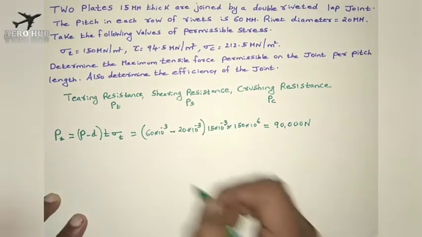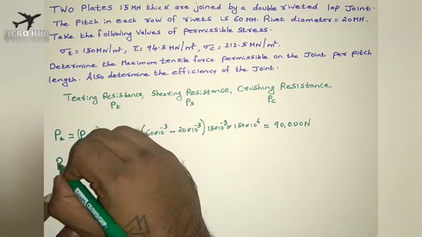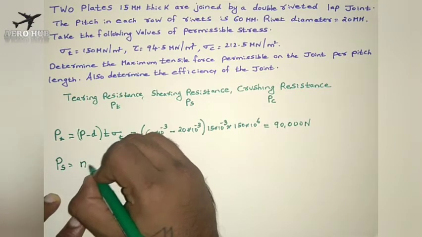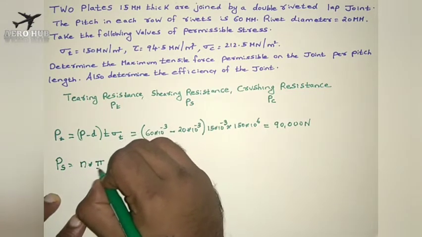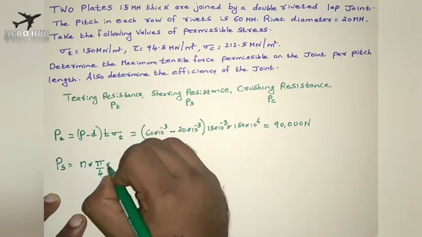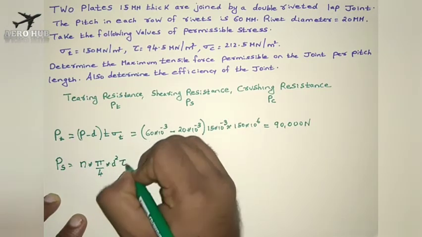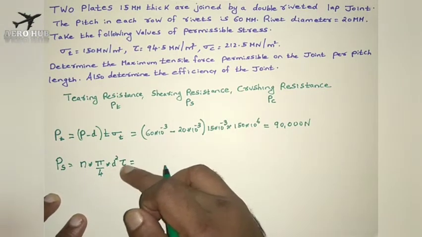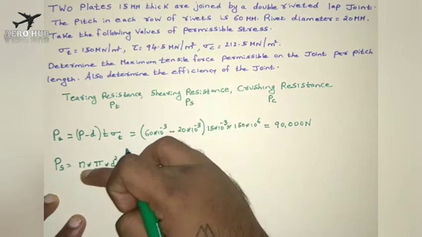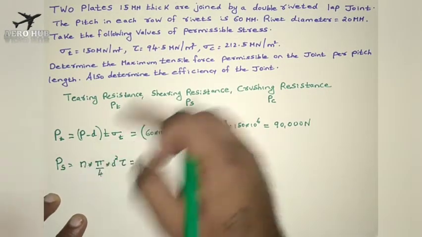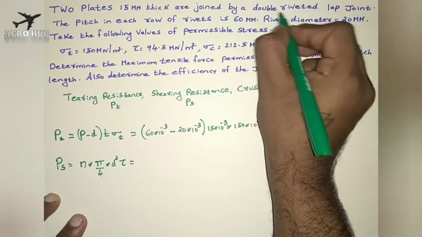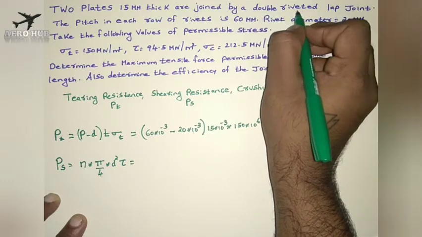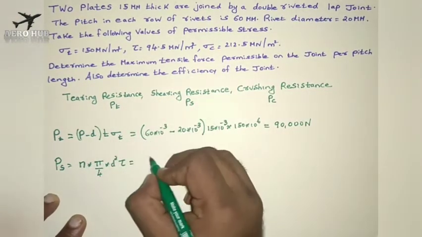Similarly I will find out the value of PS. PS is equal to, we have the formula, n into pi by 4 D square into tau. D is the diameter, tau we have. And what about the value of small n? It is a double riveted joint, so there will be two rows of rivets, so the value of n will be 2.